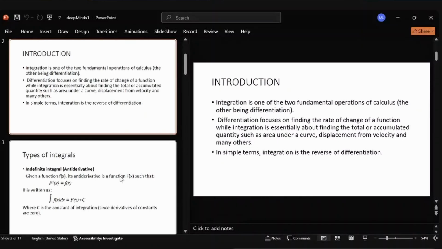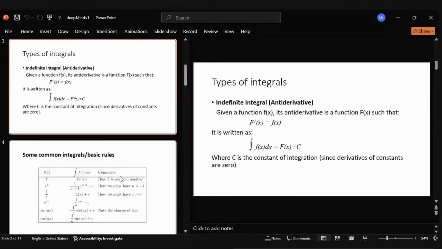Then we have types of integrals. We have the indefinite integral, which we can term as the antiderivative. It represents the general form of the function, but without bounds, like there is no interval. After finding the integral, we normally add a c for a constant, since the derivatives of constants are zero.